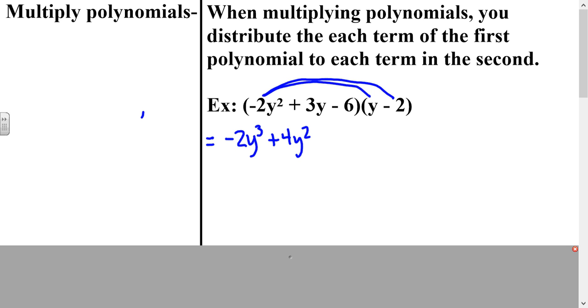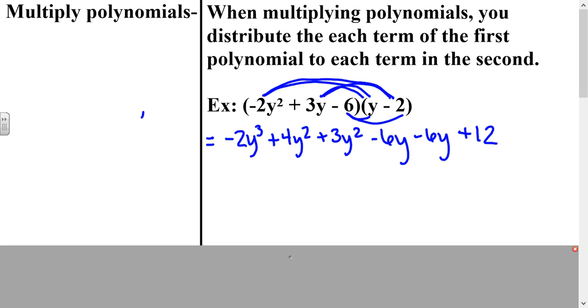Okay, then I'm going to distribute the 3y to both terms. So 3y times y would be 3y squared. Then 3y times negative 2 would be negative 6y. And lastly, I distribute the negative 6. So negative 6 times y would be negative 6y. And negative 6 times negative 2 would be positive 12. So now I've distributed all of the terms, and so I need to simplify.